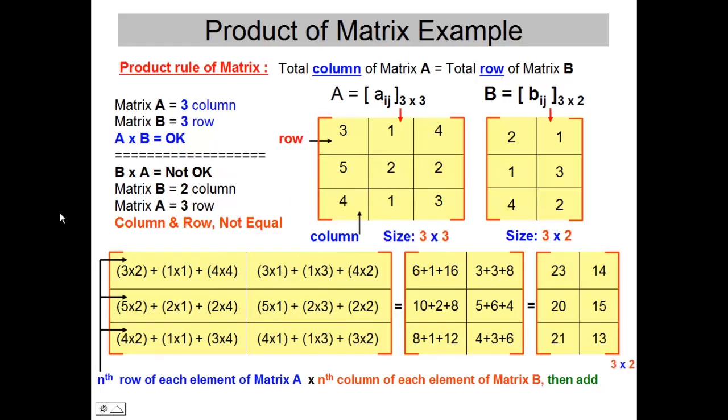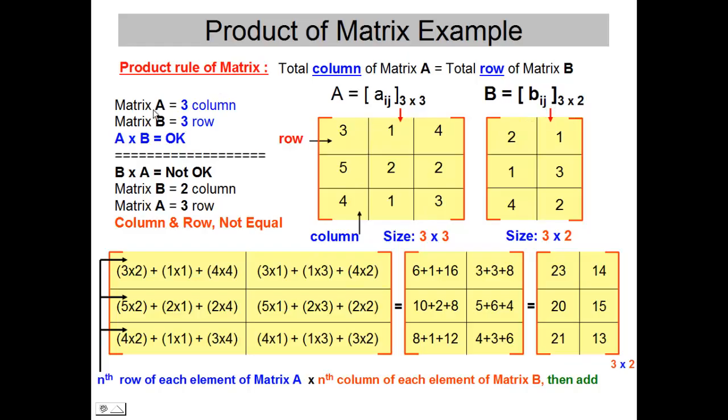So this matrix multiplication is done. Now take the next example of another matrix. So we have two matrices here, matrix A and matrix B. Matrix A's size is 3 by 3 and matrix B's size is 3 by 2. The notation of matrix A is square bracket A of ij, 3 by 3, and the notation of matrix B is B of ij, 3 by 2.